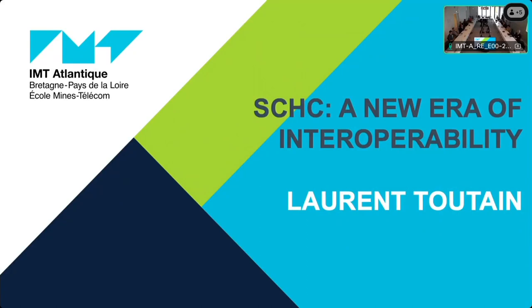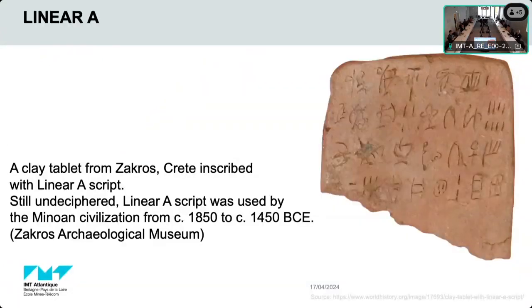So I was asked to talk a bit about the history of CHIC, where we come from and where we're going. For that, I'll start by going back 1500 years before Jesus Christ, showing this tablet, which is written in Linear A, a language that we have completely lost. So now we are unable to decipher what is written on this tablet.